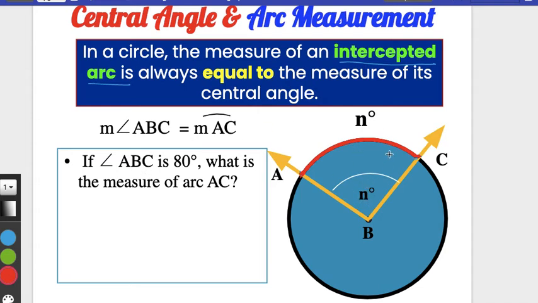What does that mean? Check this example. If I know this central angle is 80 degrees, then this arc AC, this piece of the arc, is also 80 degrees. They are equivalent. One thing I want to remind you is that when we use M here, it means the measurement: the measurement of the angle and the measurement of the arc. They are equivalent. Okay, so this is what we do for this.